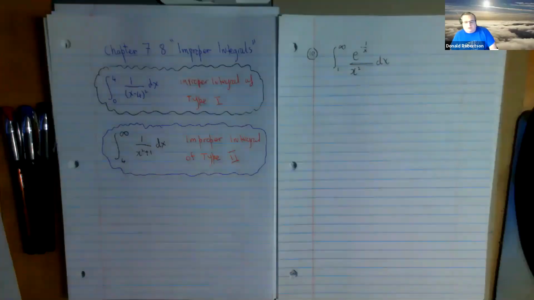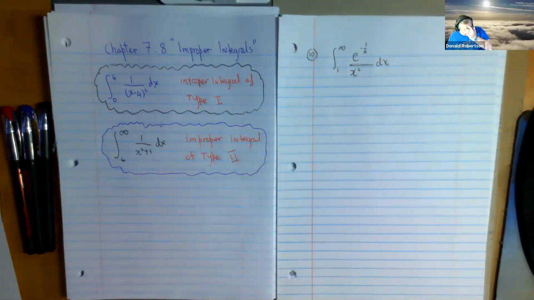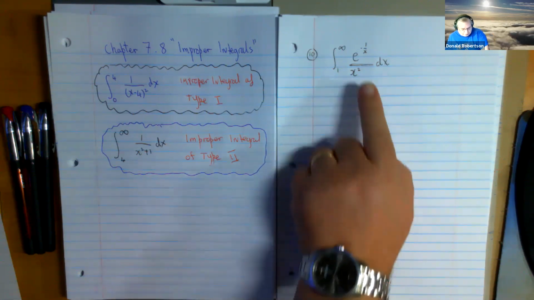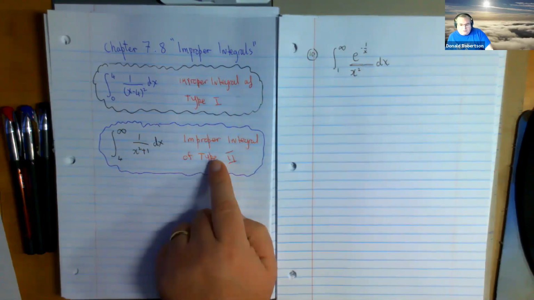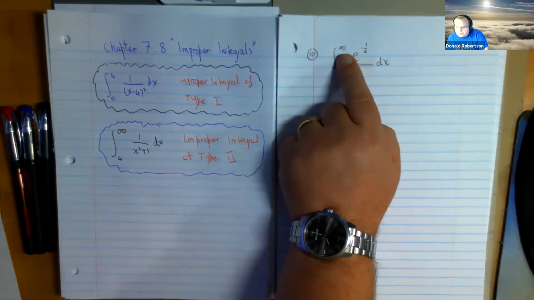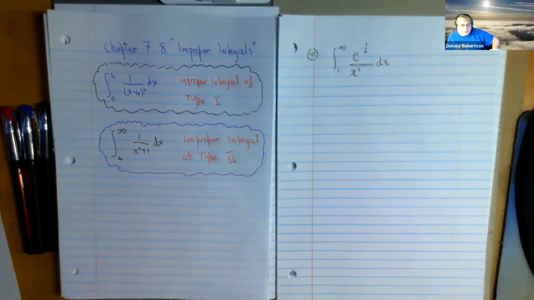Finish off chapter 7, and there's still a lot to do. First thing I'm going to do is some more improper integrals of type 2. That's one with infinities in it. Just a couple more of those.